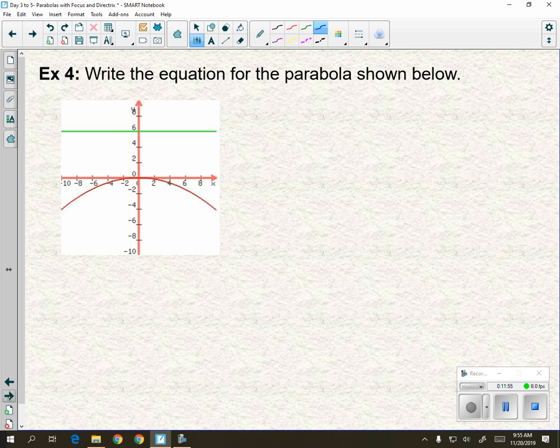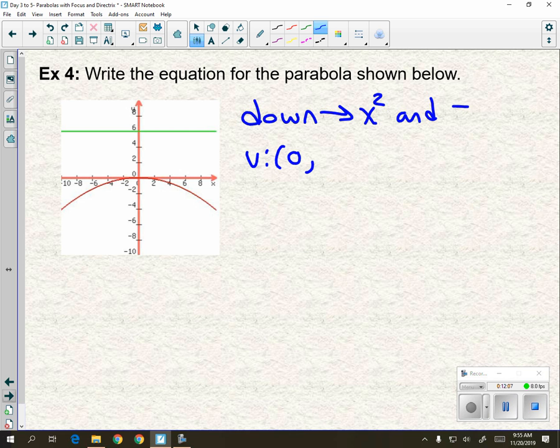This parabola is opening downwards, right? Which tells me that it's going to be x squared, but this time it's going to be negative. Your vertex of this parabola is still at the origin, and to find the value of p, I'm going to start from the vertex, right? And I'm going to go up to your directrix, and that value is 6.